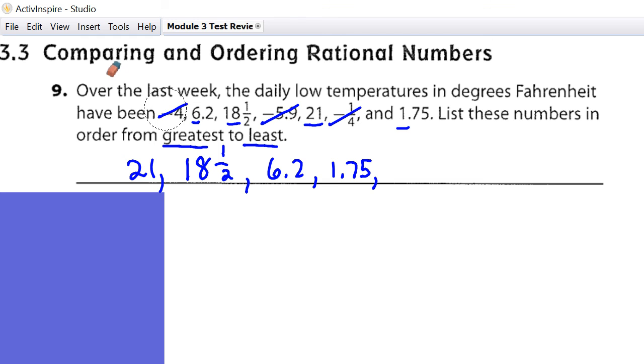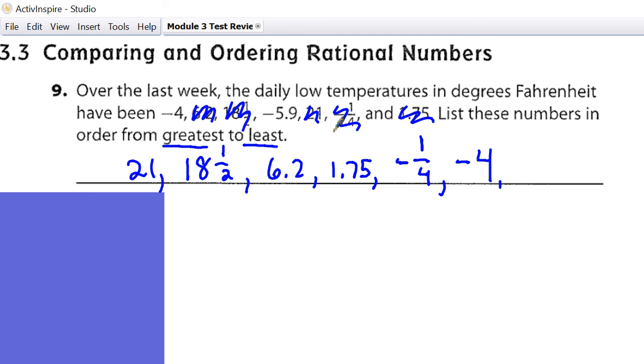Now I'm going to go back and unerase all of my negatives, and I'm going to cross off my positives because I've got those. I've got that one on there, that one, that one, that one. I've got 3 negatives, and I simply need to remember that when it gets into the negatives, I'm starting at 0, and I'm working my way left on the number line, so that means they're becoming more negative. Well, the least negative number there is just negative 1/4. That's barely past 0. And then if I'm traveling down the number line, I would come to negative 4 next, and I would come to negative 5.9 last. So while that looked complicated, it ended up actually being a pretty easy problem.